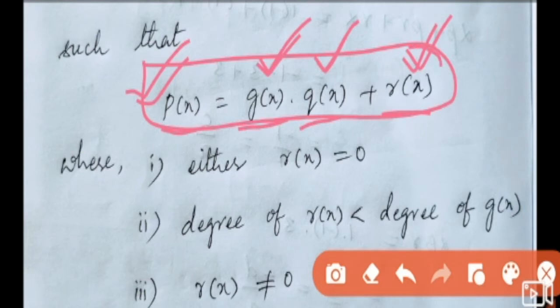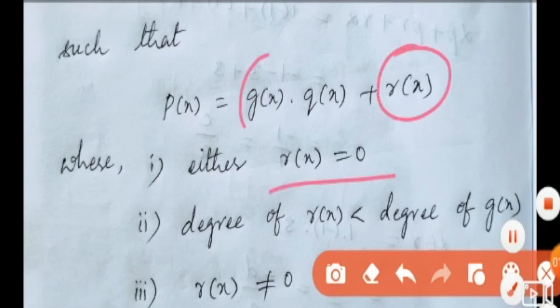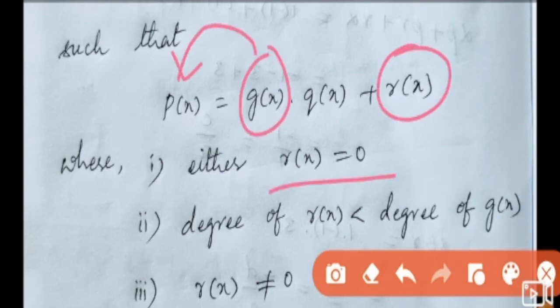Suppose the remainder value is 0, then g of x is a factor of p of x. What is the divisor here? g of x is the divisor, so g of x is a factor of p of x. This is one possibility when you are using the long division method. Next, the second one: the degree of r of x, the remainder, is less than the degree of g of x.